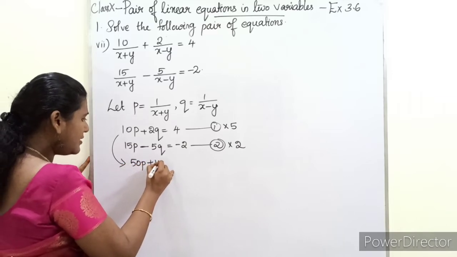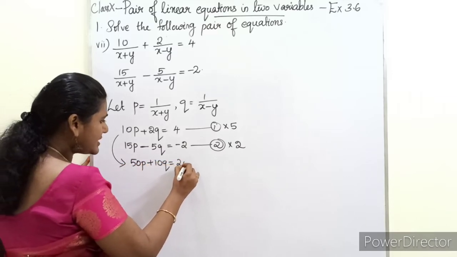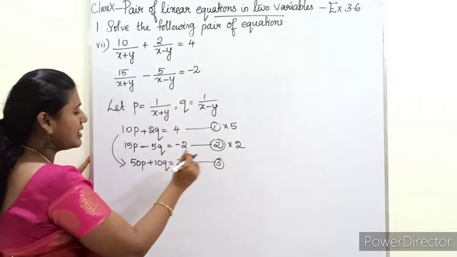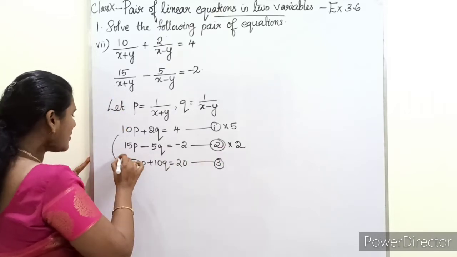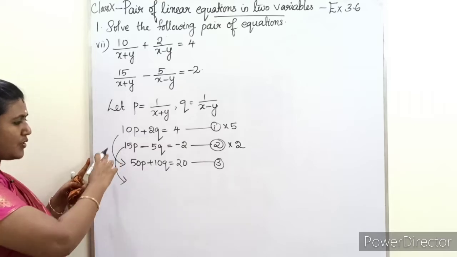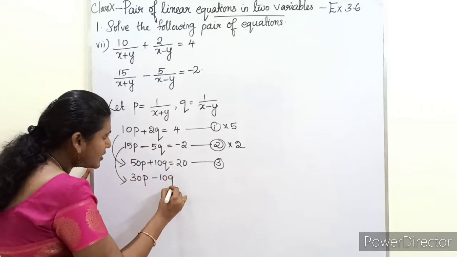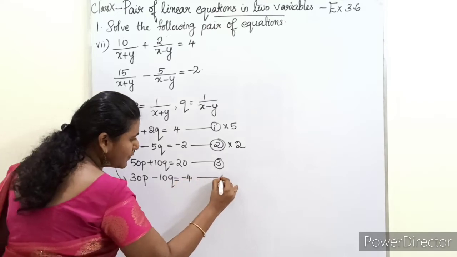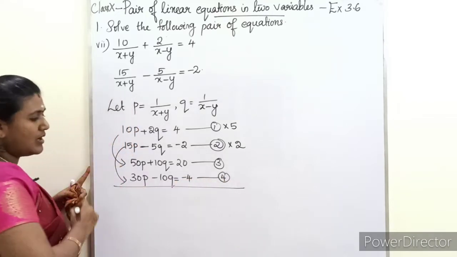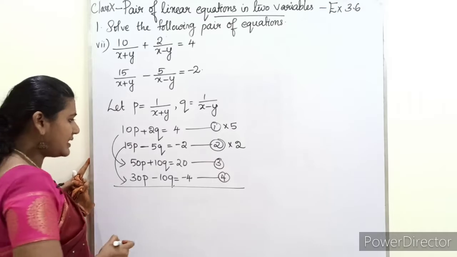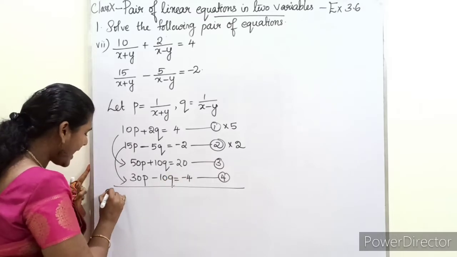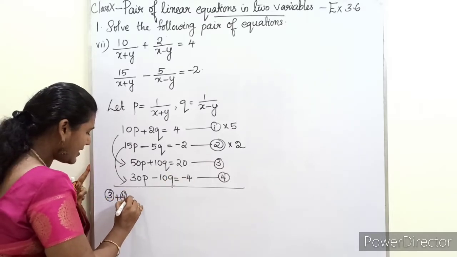So this equation changes to 50p plus 10q is equal to 20. So this is the third equation, and the second equation we are going to multiply by 2. So the equation changes to 30p minus 10q is equal to minus 4. This is fourth equation. Now we are going to do elimination method. For that we are going to add the equations 3 and 4.